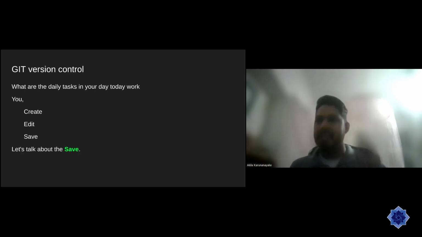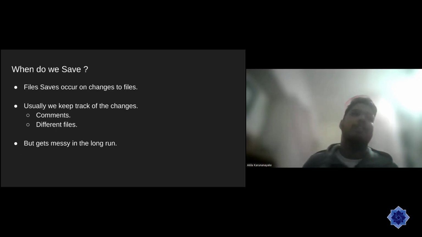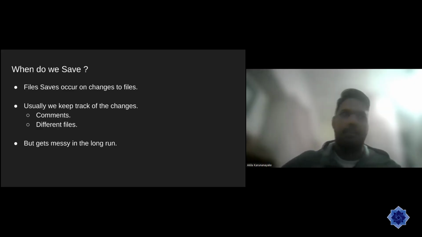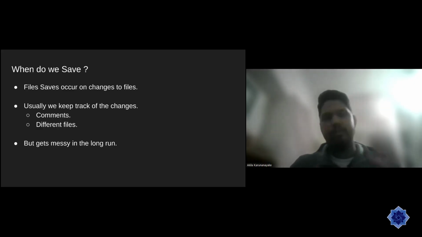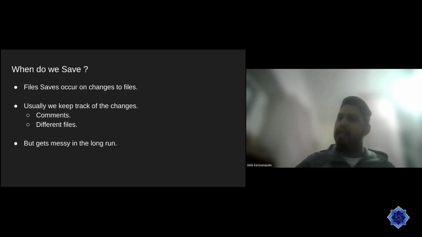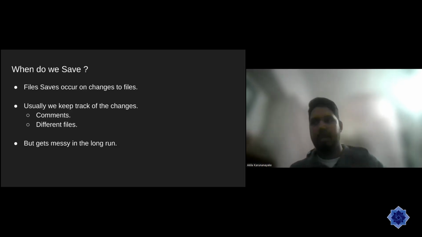So this is where things get tricky. When it comes to save, when do we really save? We do saves when there are file changes. So if we add a line or delete a line or update a keyword in some of the code, we do a save. So what do we really do when we want to keep track of these saves?